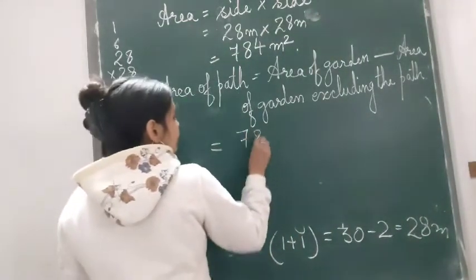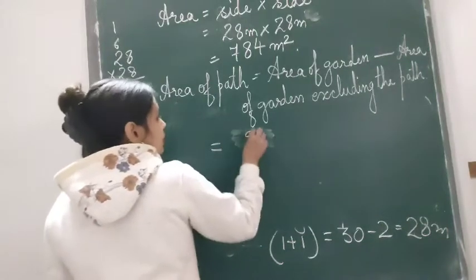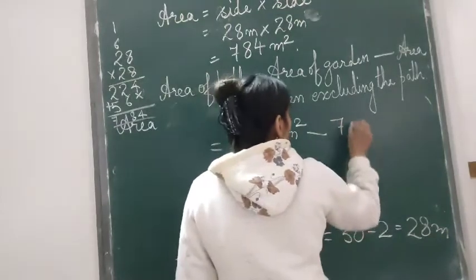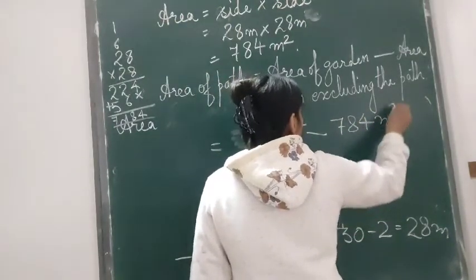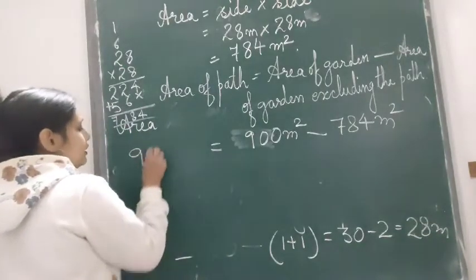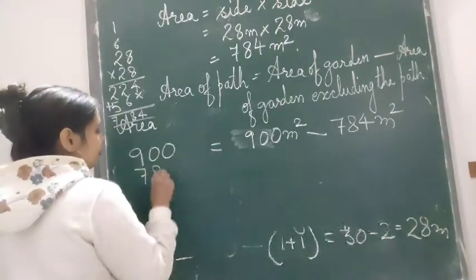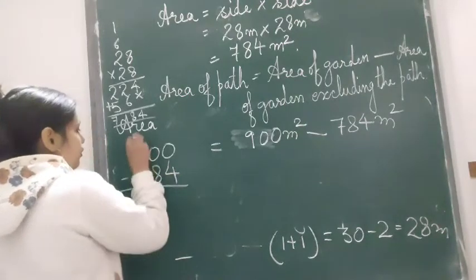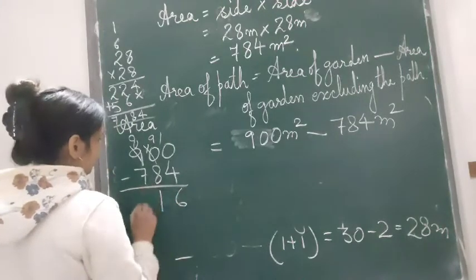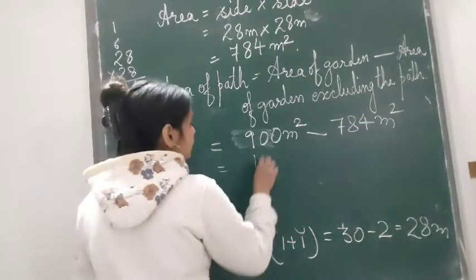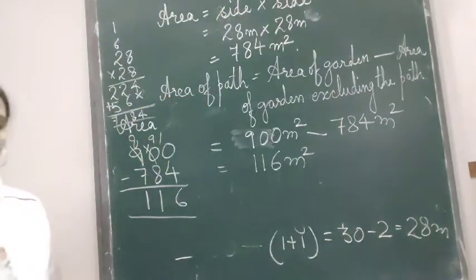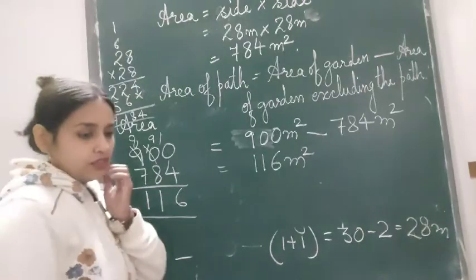So 784, sorry, 900 meters square. Sorry, children, 900 meters square minus 784 meter square. Then we subtract the two, that is 900 minus 784. So it is 116 meter square. Okay, children, this is the first part of the question.